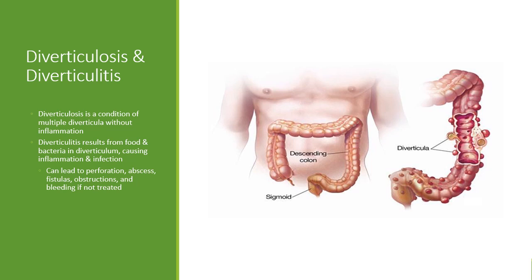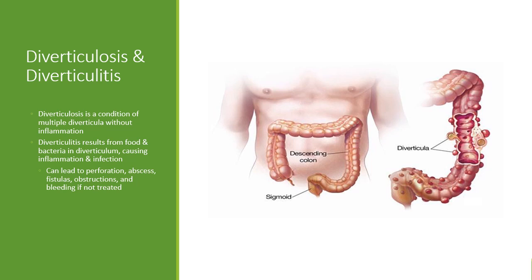And diverticulitis is when you get food or bacteria or stool or whatever stuck in these little out pouches, and the bacteria in them then kind of fester and grow, causing inflammation and infection, and then that becomes very painful. So that can lead to then perforation, abscess, fistulas, obstructions, and bleeding if not treated.